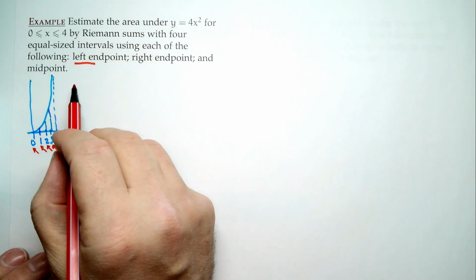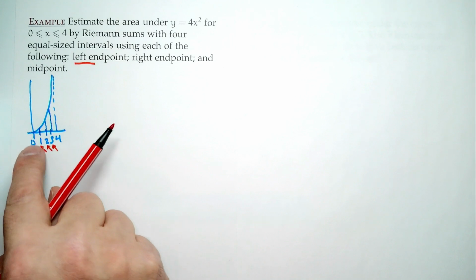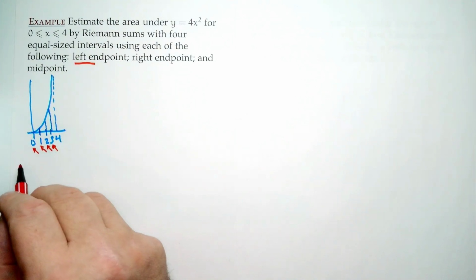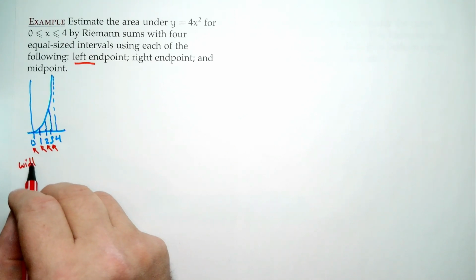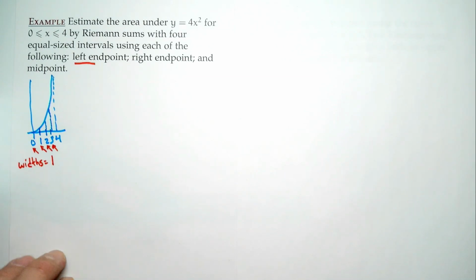So this will be the following. Oh, there's one other thing we need to identify. What are the widths of these intervals? 1. So this is important. We won't always have our widths be 1. And so it's important to keep your widths about you as you're doing these types of problems.